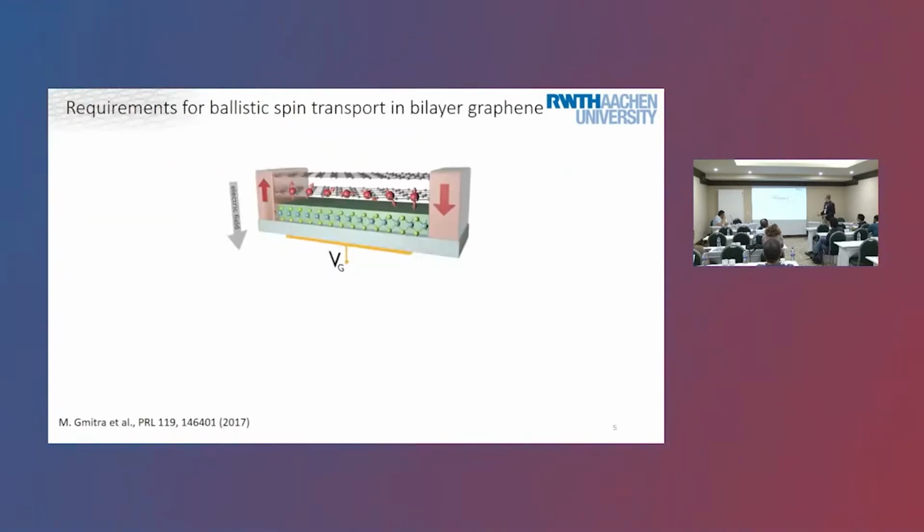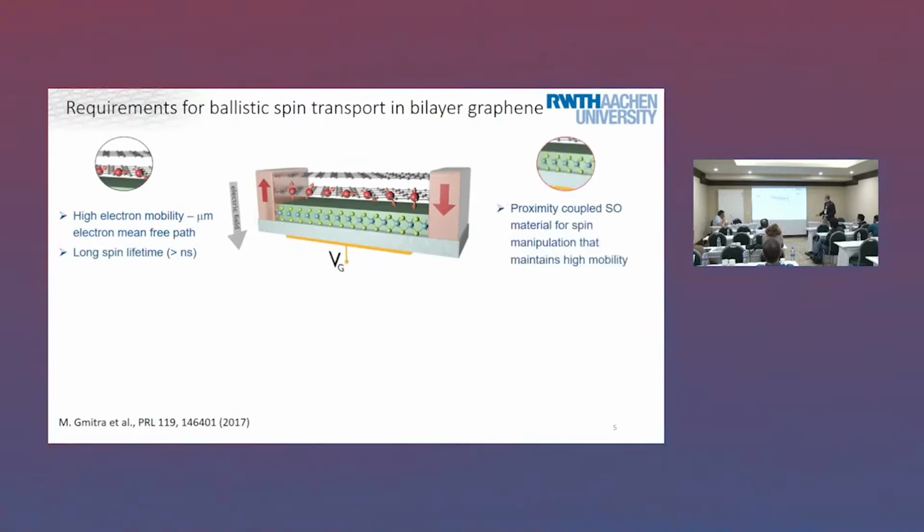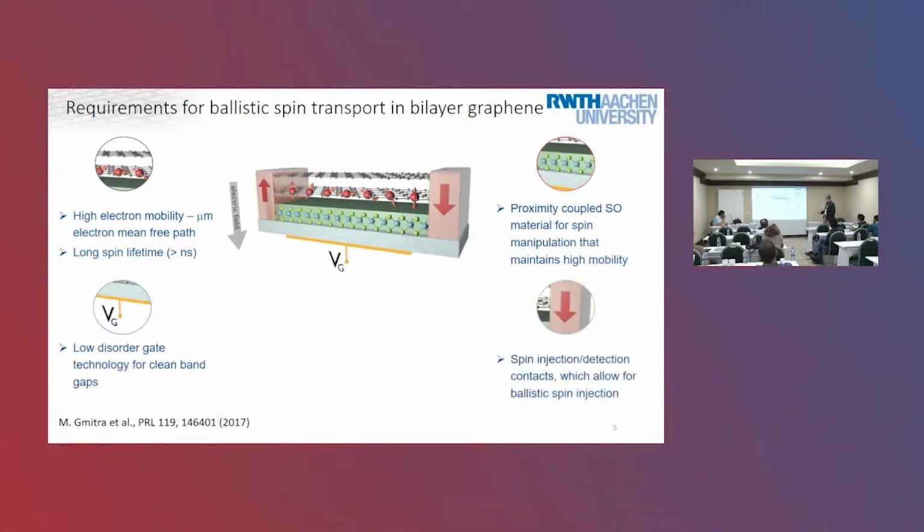In order to build ballistic spin transport devices, there are other requirements which need to be fulfilled. The bilayer graphene needs to show high electron mobility and long spin lifetimes. We need an SO material which allows us to keep the high mobility of the bilayer graphene. We need a gating technology which allows us to homogeneously tune the gap over the whole device. And we need, in the end, some spin injection and detection contacts which allow for ballistic spin injection here.